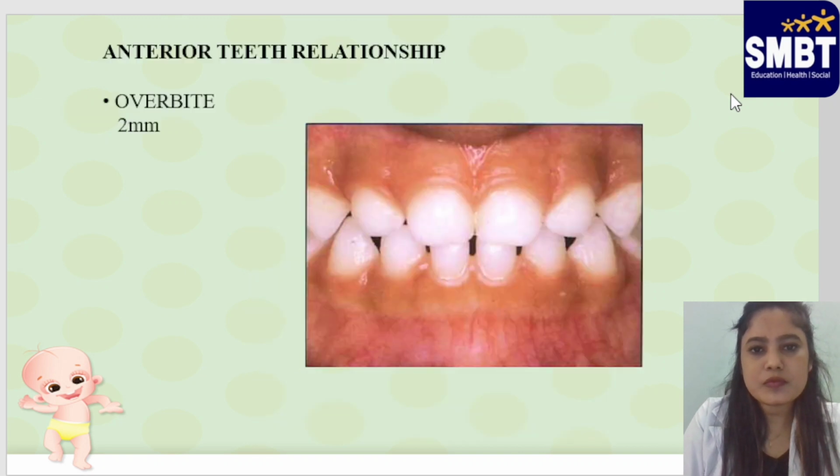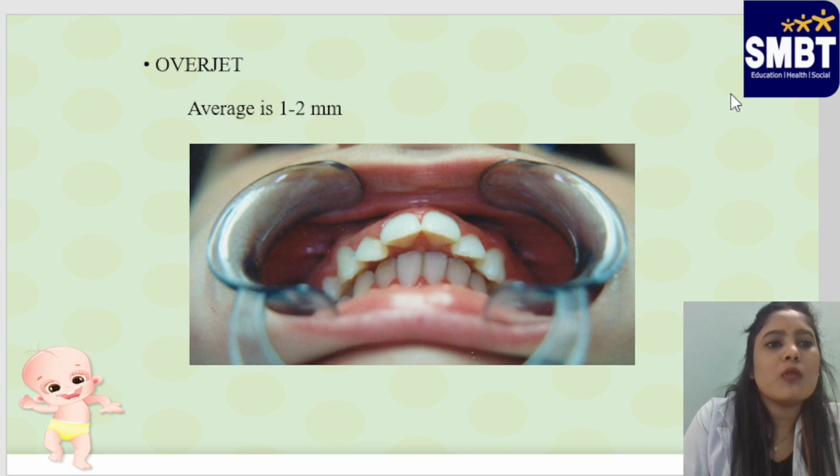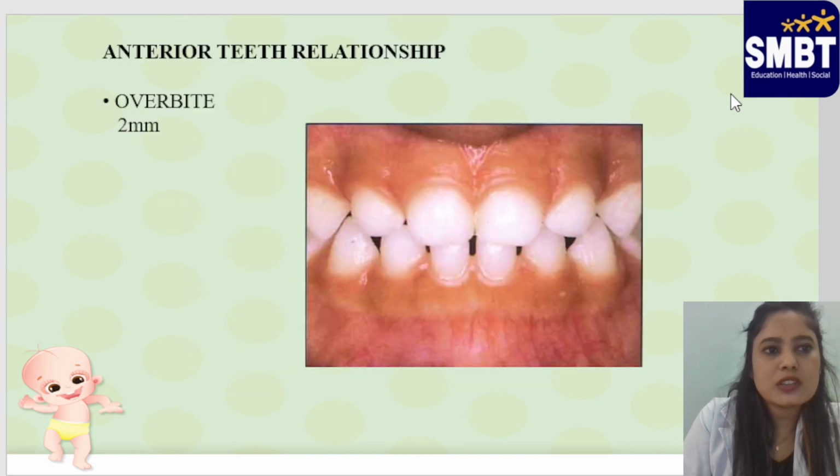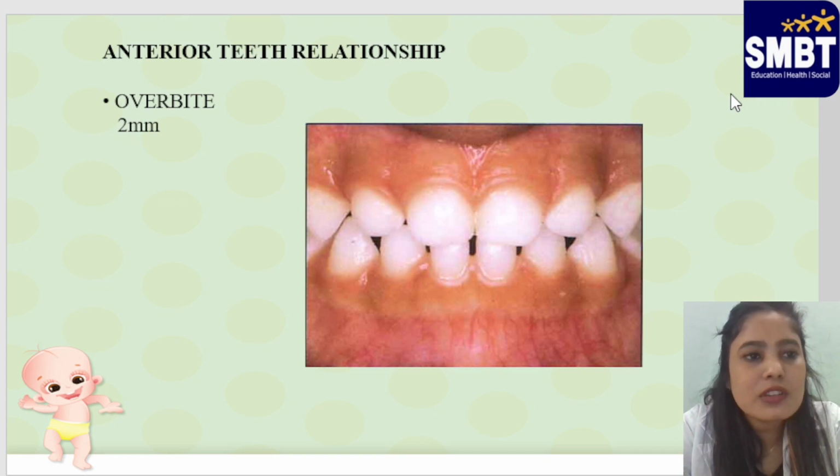Now comes the anterior teeth relationship. Here we come across three terminologies: overbite, overjet, and head-to-head bite. Now what is overbite? This is nothing but the vertical relationship between the maxillary anterior teeth and the mandibular anterior teeth, which is 2 mm.